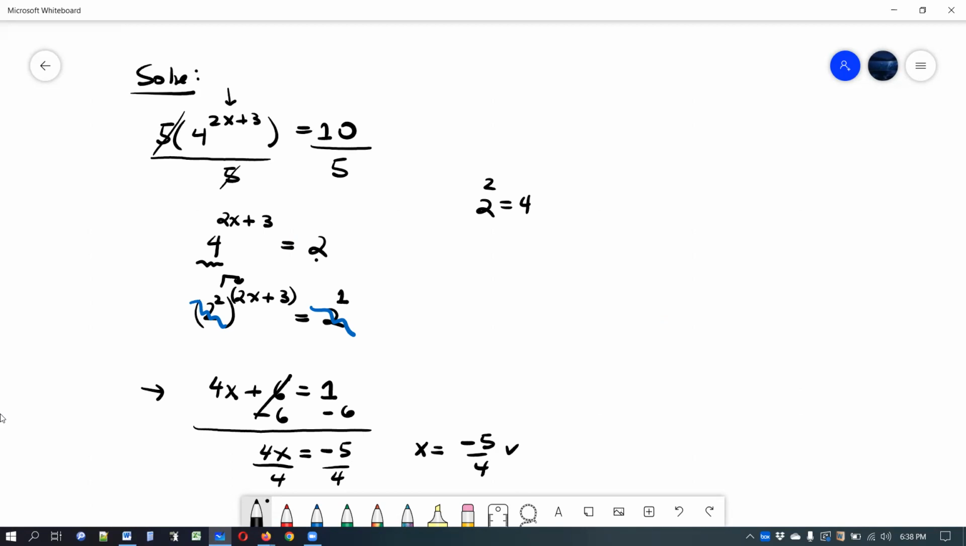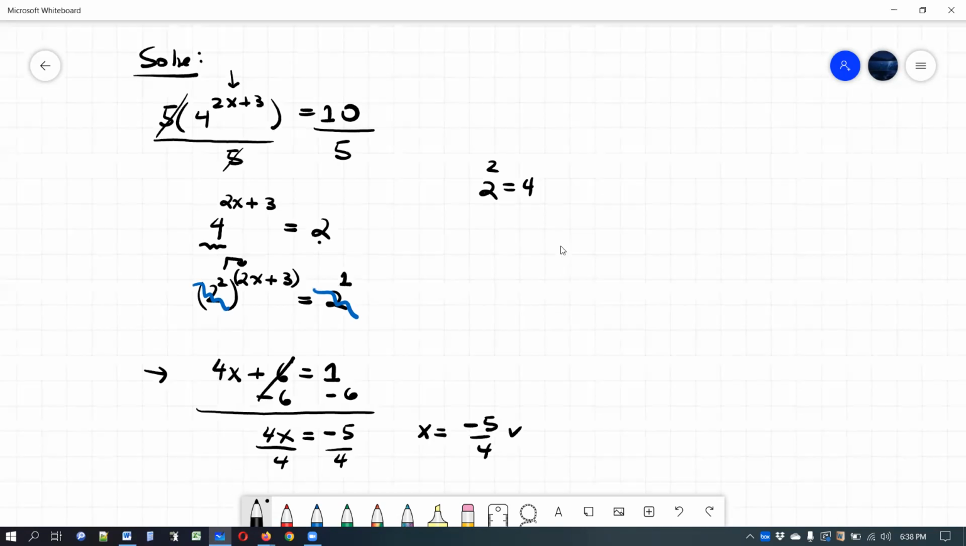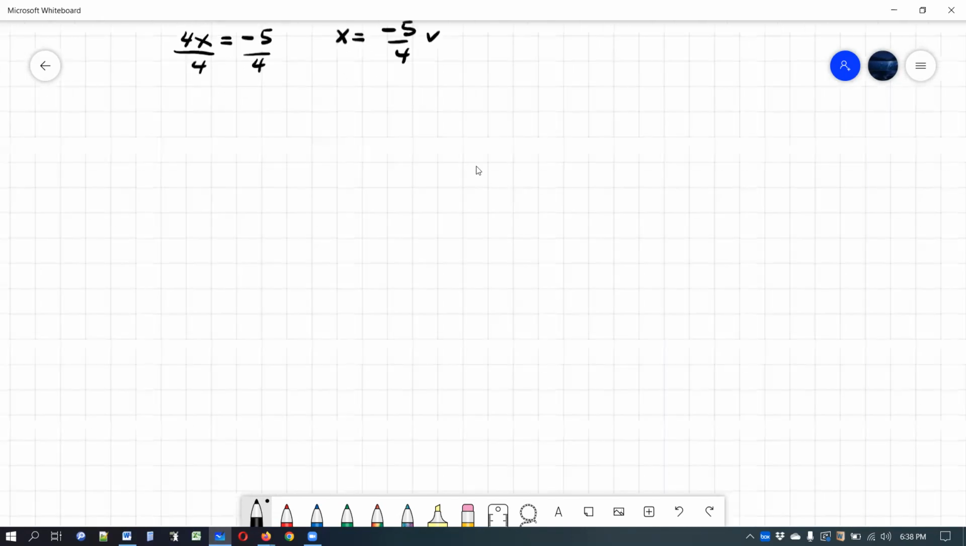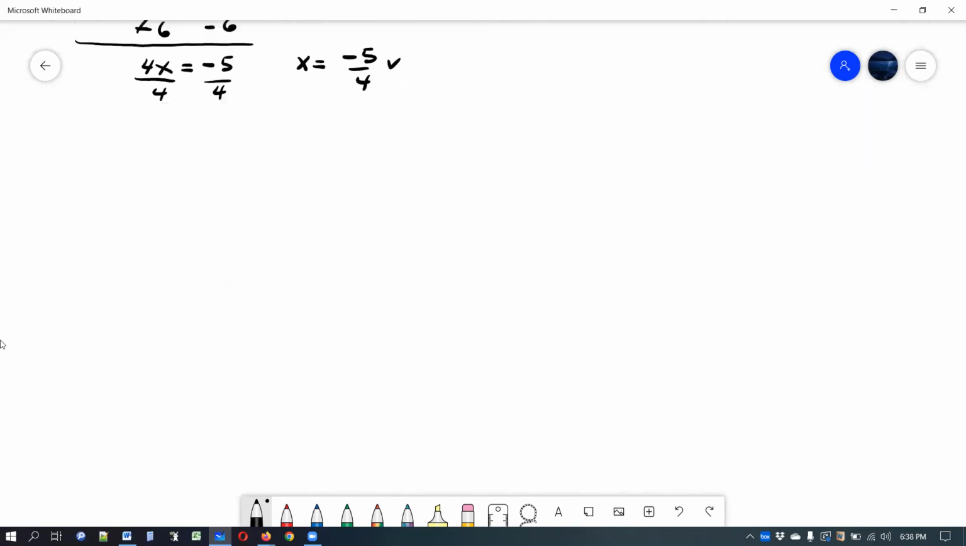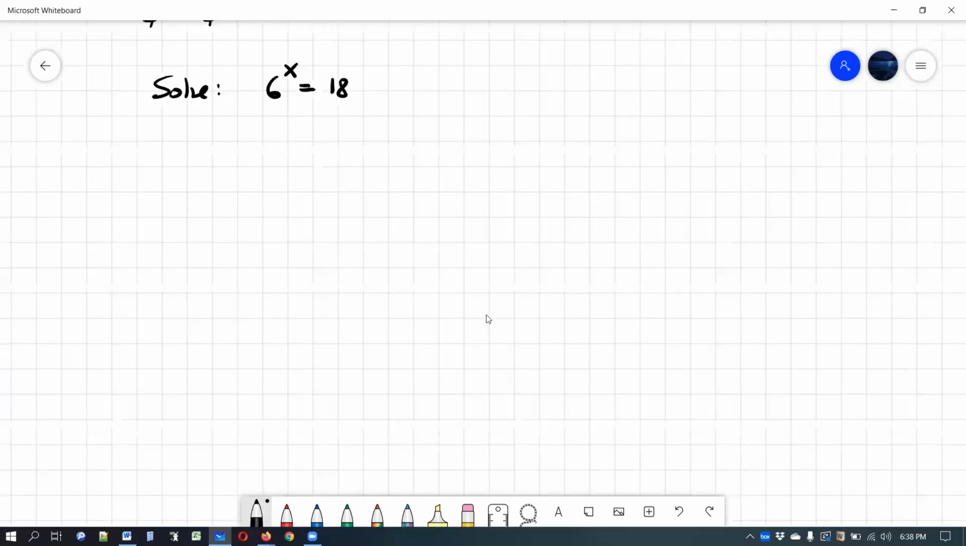All right, so these are 2 problems dealing with bases that are either the same or can be made the same. What if we have a situation where they cannot be made the same? So let's take a look at 28.4. So it's 6 to the x equals 18. Okay, so here is another problem.